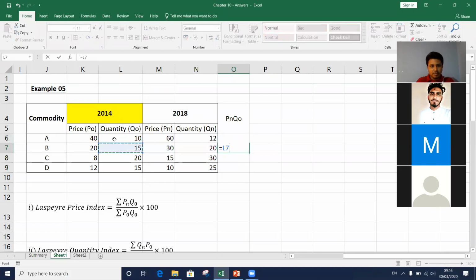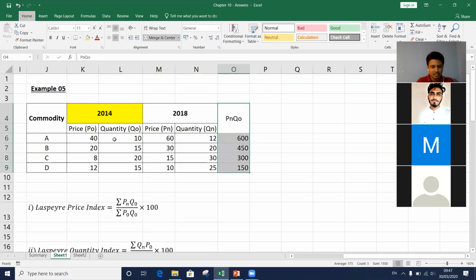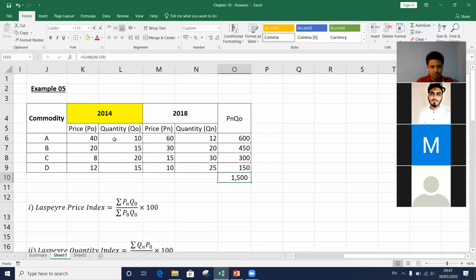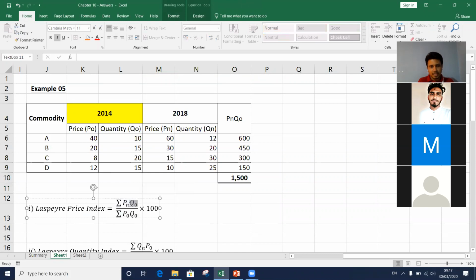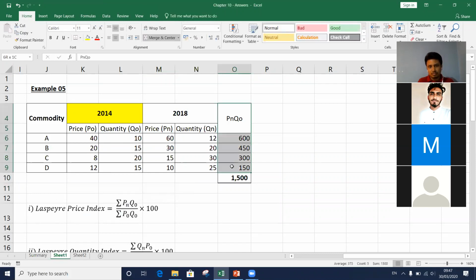Right. Here, current year price is 30 in commodity B. We need to multiply it by base year quantity, which is 50. In commodity C, current year price is 15. Base year quantity is 20. Therefore we will get 300. In commodity D, current year price is 10, base year quantity is 15, so we will get 150, right? So sigma Pn into Q naught is therefore 1500. This is the sum we get after multiplying Pn by Q naught.